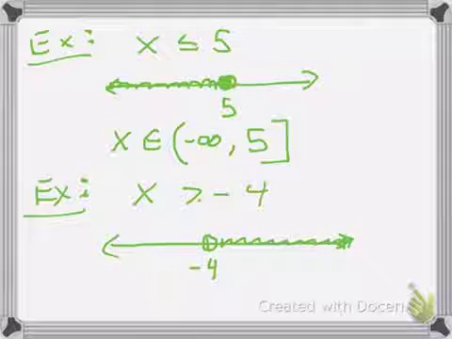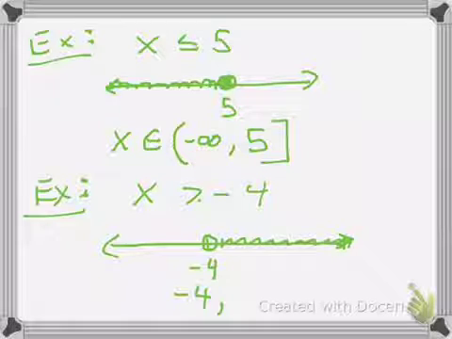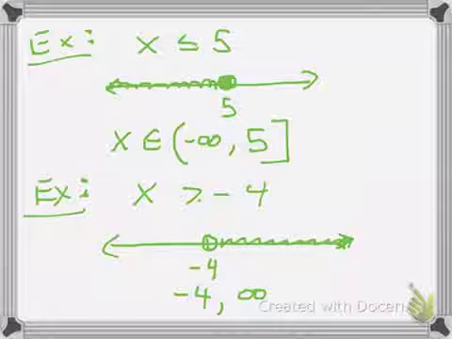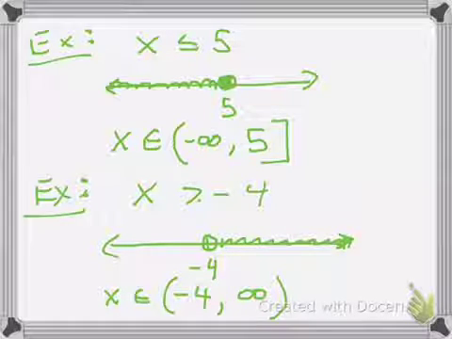Now, let's describe that set using interval notation. What's the smallest value in this set? It's negative 4, but negative 4 is not really in the set, right? But it is the starting point. It goes all the way to infinity. And in this case, we need parentheses on both ends. So what this says is x is an element of the interval from negative 4 to infinity, not including negative 4. That's pretty cool.